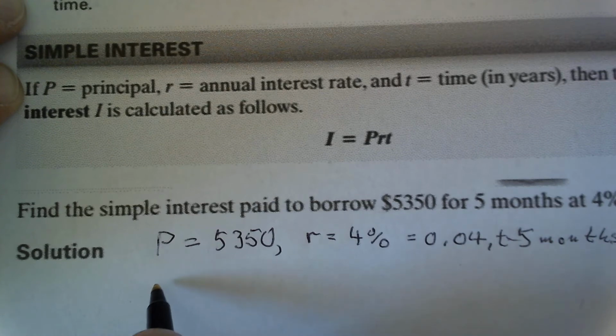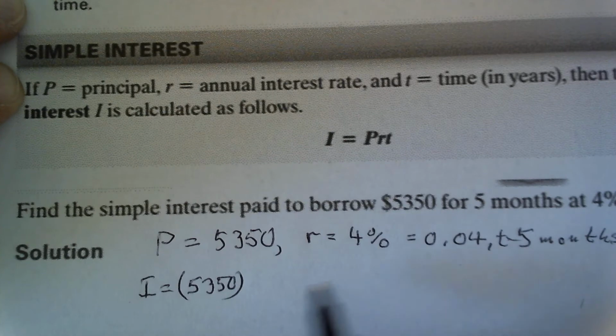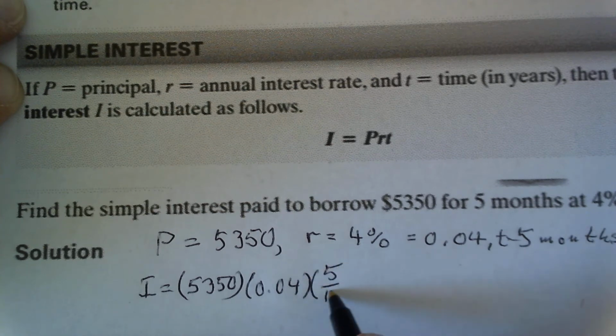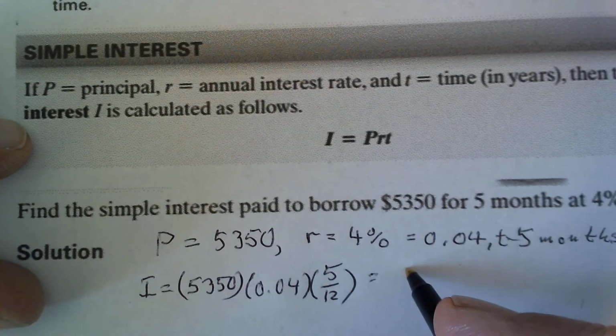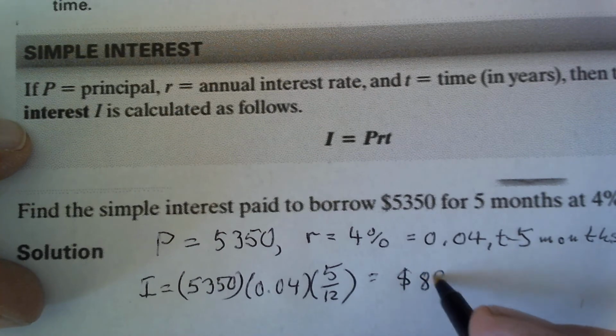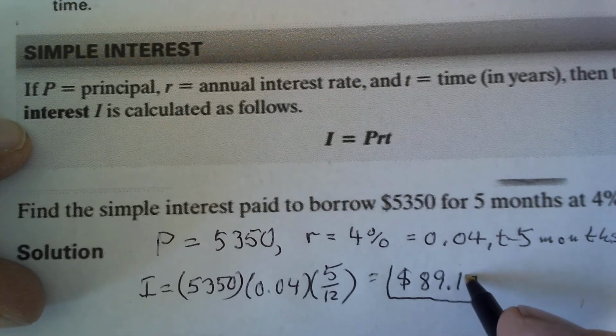So then our interest formula is equal to 5,350 for the principal, times the rate, 0.04, times 5 divided by 12. And using a calculator, that's equal to $89.17. So that would be the amount of interest earned in a 5-month time period.